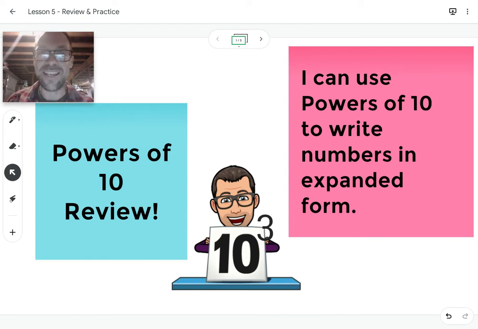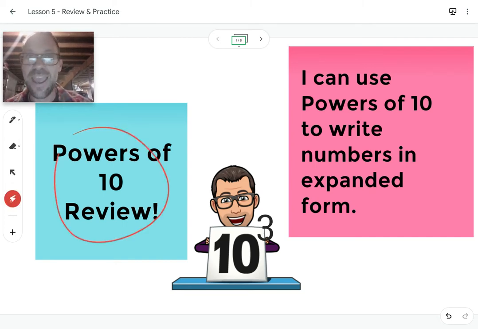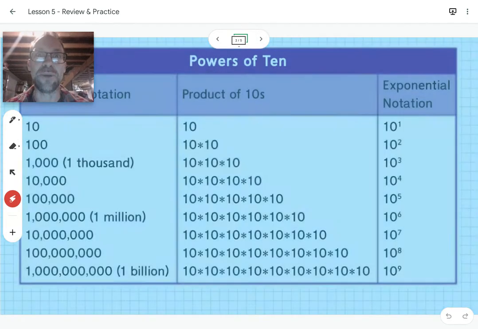Welcome. Today's lesson is a follow-up of our last lesson. We're going to stick with powers of 10, and the learning target is the same. I can use powers of 10 to write numbers in expanded form. So let's get to it.